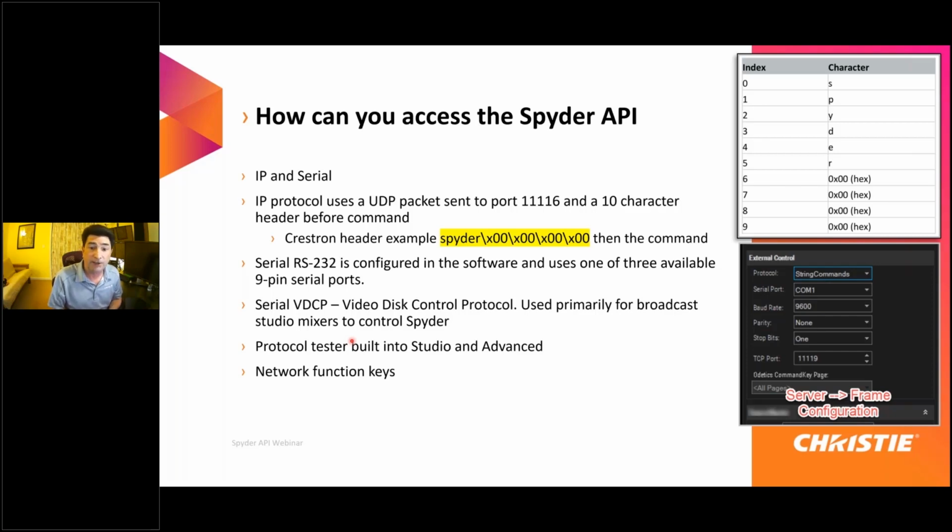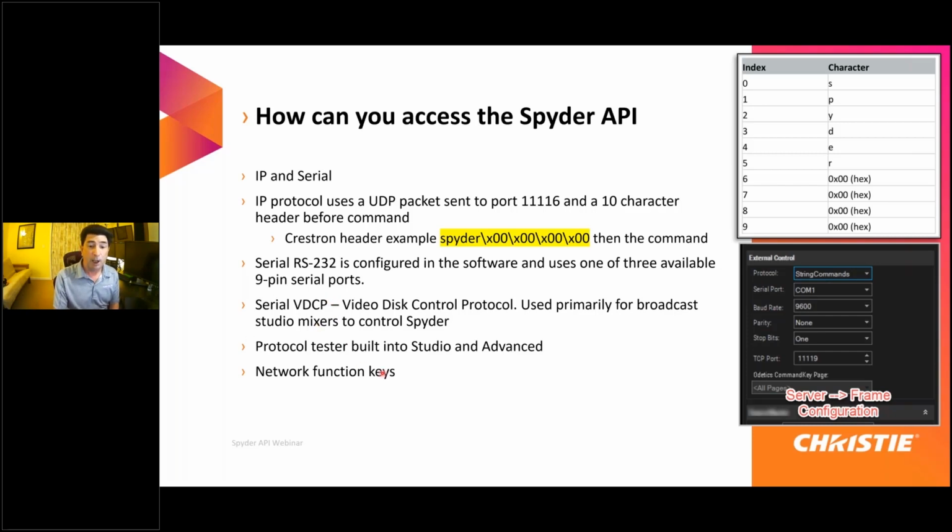So things like Ross broadcast switchers can talk VDCP. A lot of these broadcast switchers sometimes don't have very robust IP protocol to send out UDP packets, but they have a whole list of VDCP protocols, so you can easily interface with those devices that have VDCP. So that's a pretty unique option for the Spyder to listen to the API.